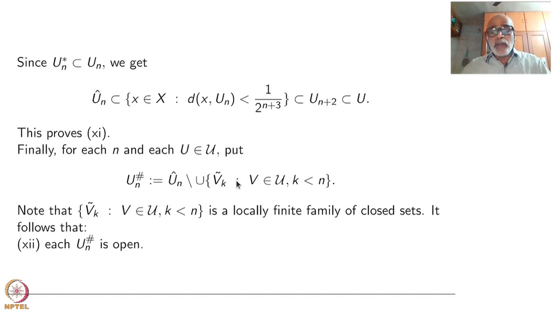Note that for this V k twiddle, where k is less than n, there is a bound on k, but V itself ranges over the entire U. This is a locally finite family of closed sets. Therefore, it follows that each U n check is open. Remember this thing about local finiteness: a locally finite family of closed sets, when you take an arbitrary union, is still a closed set. So this whole thing is a closed set. The complement will be an open subset. U n hats were open subsets, these U n twiddles were closed subsets. So U n check, these are open subsets.